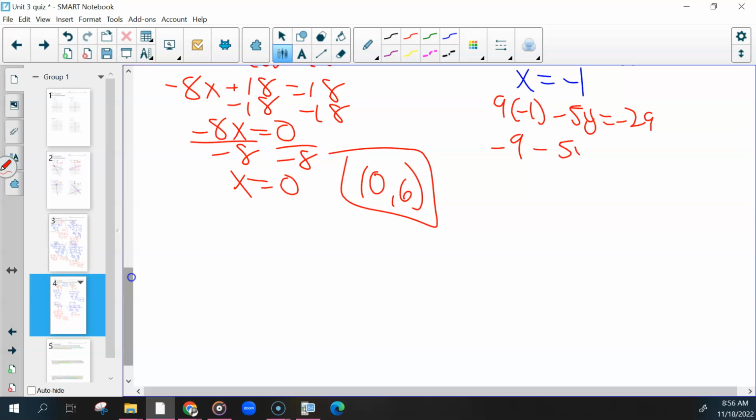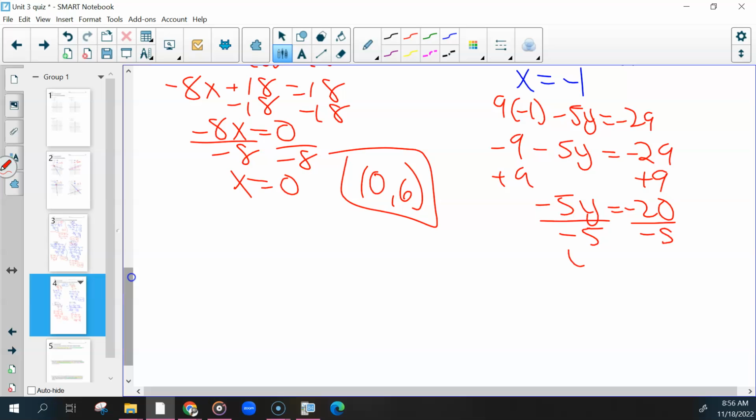Negative 9 minus 5y equals negative 29. Add 9, keep your negative, so that when you divide, you end up with a positive 4. So some of you are getting negative 4 instead. So then your solution would be negative 1/4. Questions on that one?